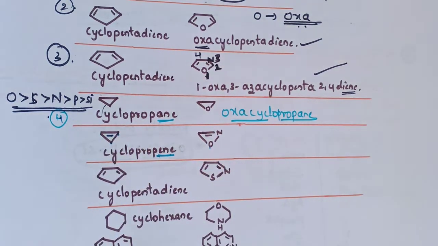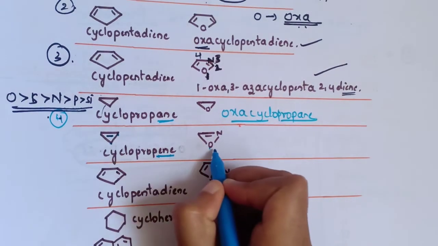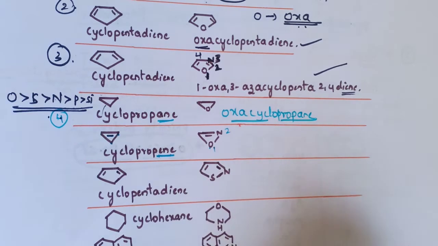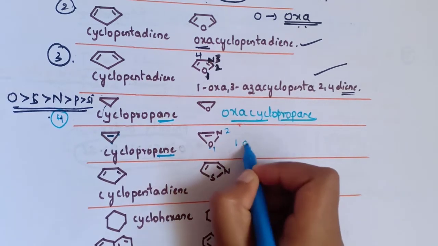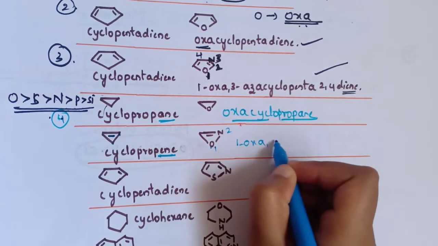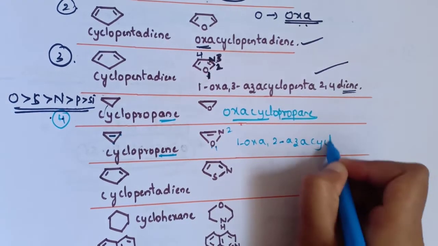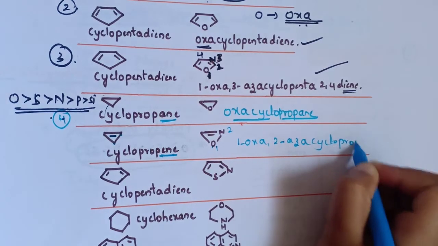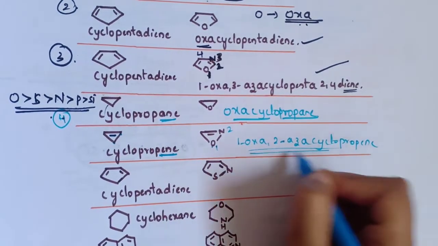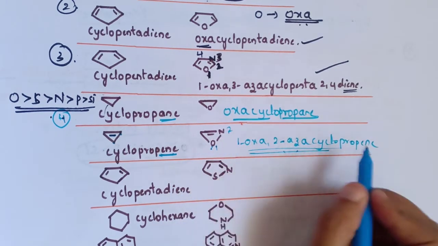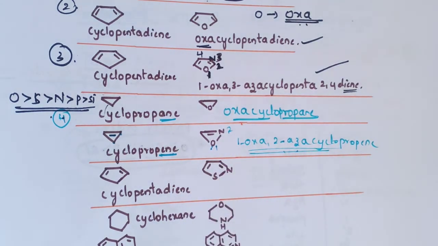Now let's give the numbering. We already know the order for this. Let's name it 1 and let's name it 2. 1-oxa, and in the second position we have aza, so it is 1-oxa-2-aza-cyclopropene. Now this is also completed.